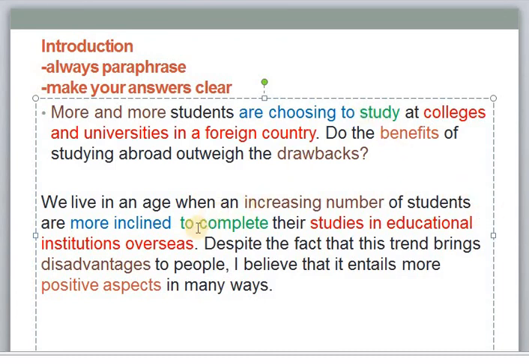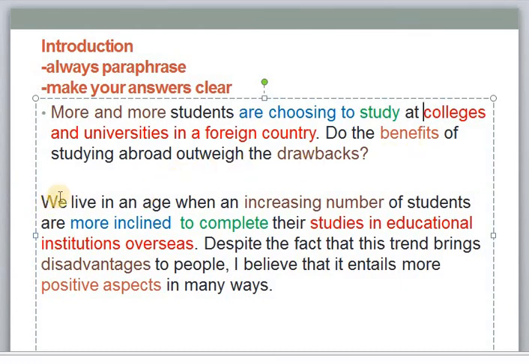To study, you can paraphrase to complete. Colleges and universities, you can paraphrase that as schools, but school is quite simple. You can paraphrase that into educational institutions. Foreign country, you paraphrase it overseas or abroad. Okay? And then, this is the question. Do the benefits of studying abroad outweigh the drawbacks? You have to make your answers clear here. You have to make a choice whether there are more benefits or there are more drawbacks.